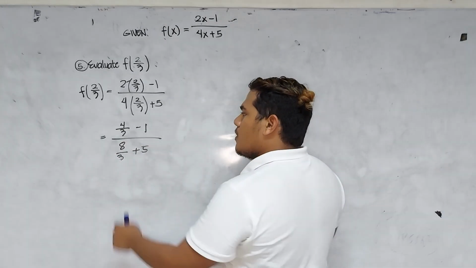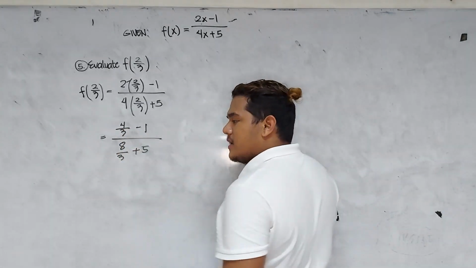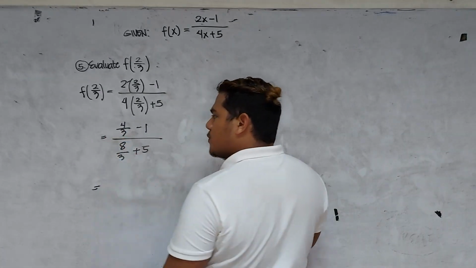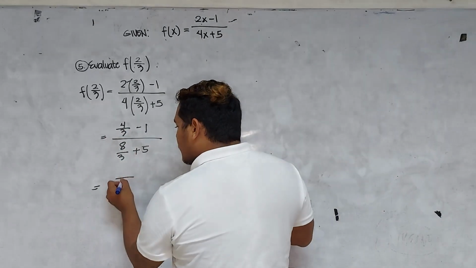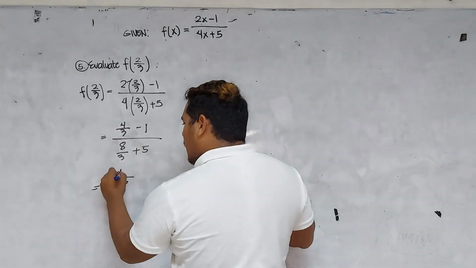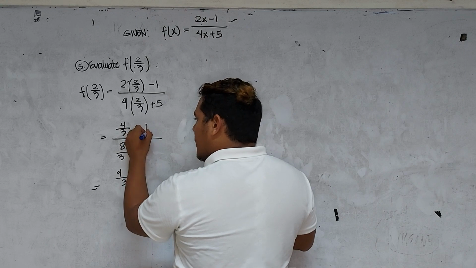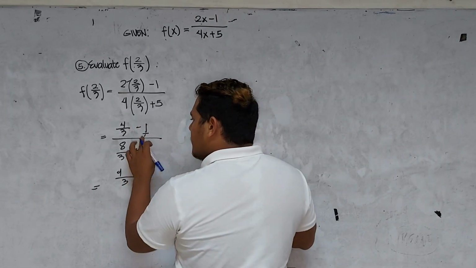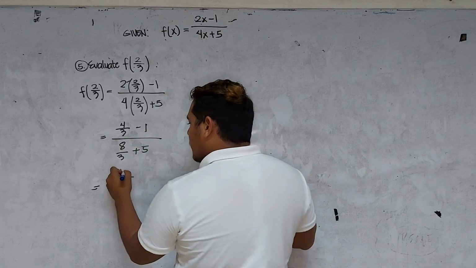Let's continue. Find the least common denominator of our numerator. What is the least common denominator of 4/3 minus 1? That is 3. 3 divided by 3, 1 times 4, 4. 3 divided by imaginary 1, that is 3. 3 times 1, that is 3.